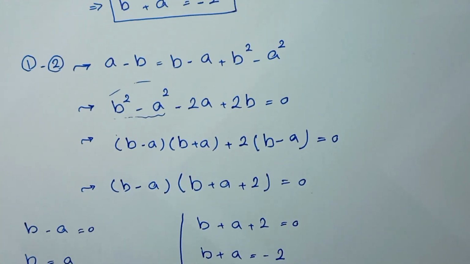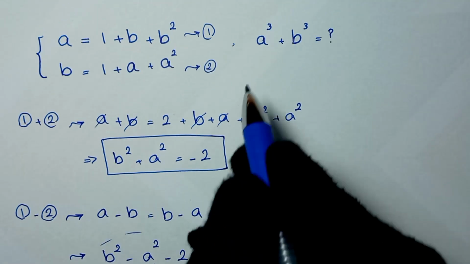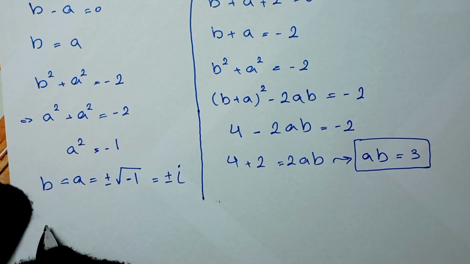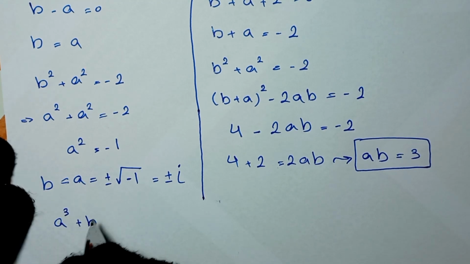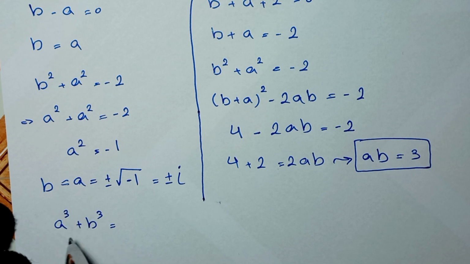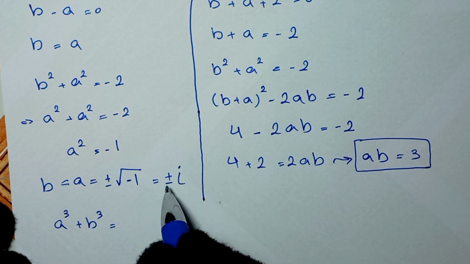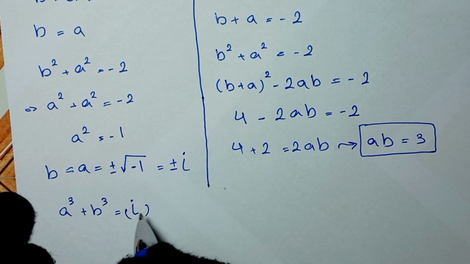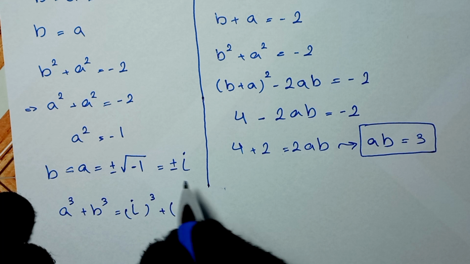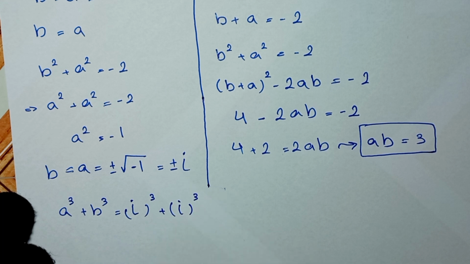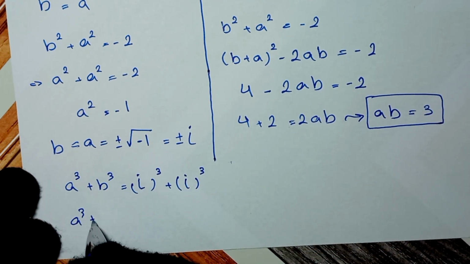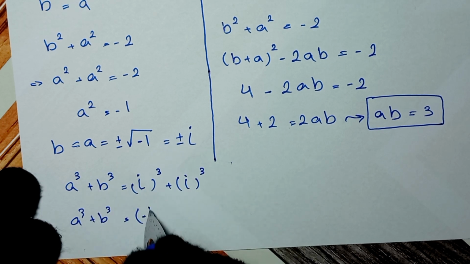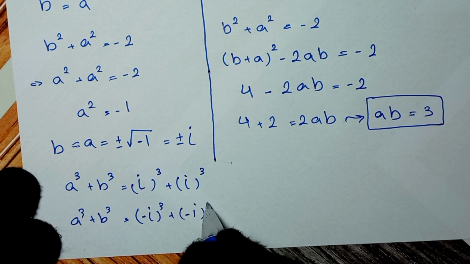And we want to find the value of a cube plus b cube. So in here we write a cube plus b cube. And a is plus or minus i. And if we write a as positive i, in here we have i to power of 3 and plus also b is i to power of 3. And if we write this as negative i, in here we have negative i to power of 3 and plus negative i to power of 3.